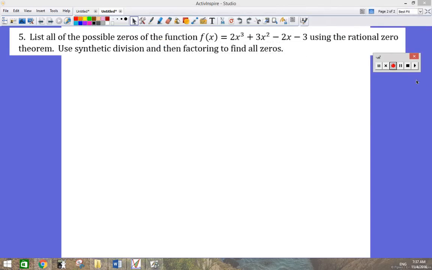Let's take a look at this problem. We've got a third degree polynomial function. They're asking us to find the zeros of this function, and they want me to use the rational zero theorem.